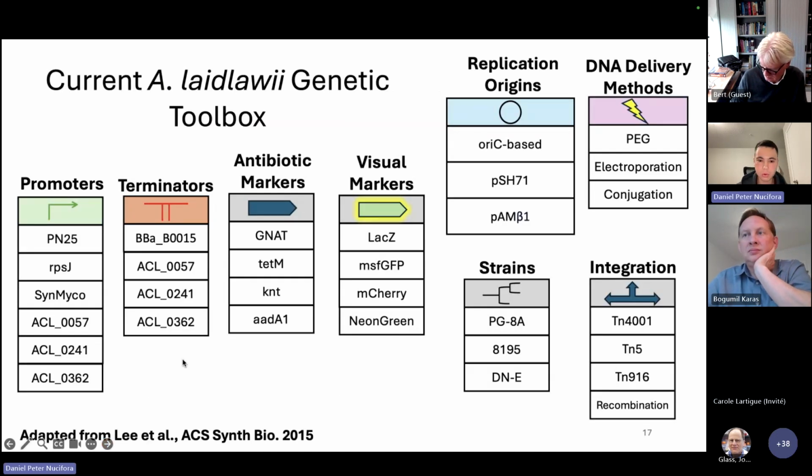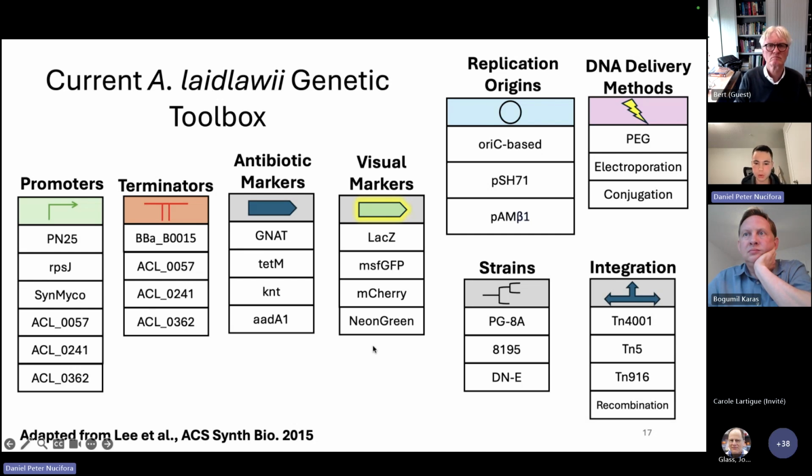So I would like to give you a current look at the laidlawii genetic toolbox. This is not just work done by myself. This is a culmination of work that's done by members of our Acholeplasma working group. There's a few of us that will meet every few months or so to discuss some of our most recent research with laidlawii, resulting in this current toolbox that you see.